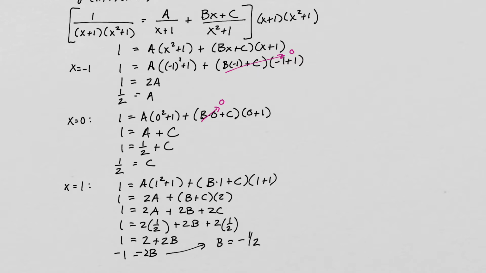So our fractions end up being, right, you have A, which is 1/2. So we end up with 1/2 over x plus 1, plus (minus 1/2 x plus 1/2) over x squared plus 1. Right, if I plug that in. It's okay. It's easy to drop constants. Does anybody have any questions with what I've done so far?